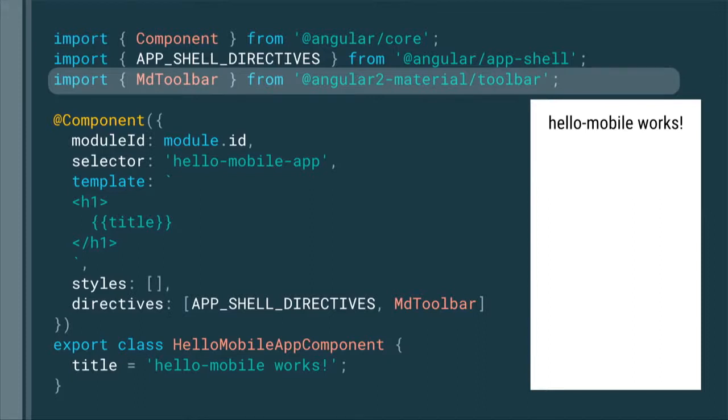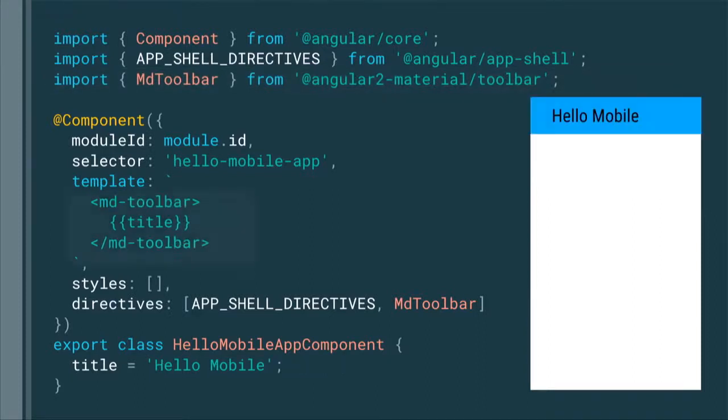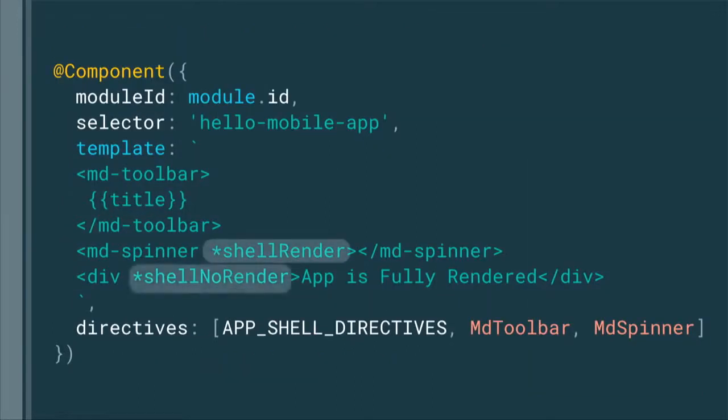This isn't particularly useful just yet. So we're going to add in a proper toolbar inside of our template. So it says Hello Mobile. So far, this is fine. This isn't particularly exciting. What is exciting is these two little helpers. So these two helpers are shell render and shell no render. And these are kind of badass.